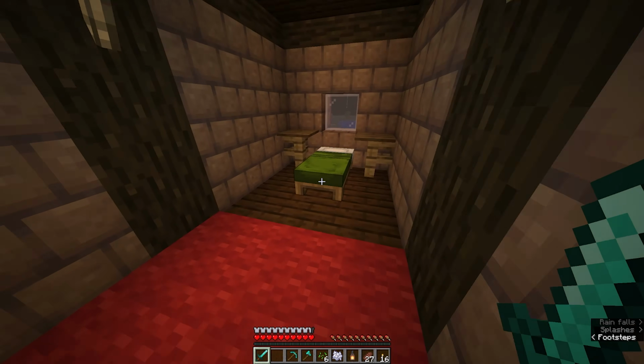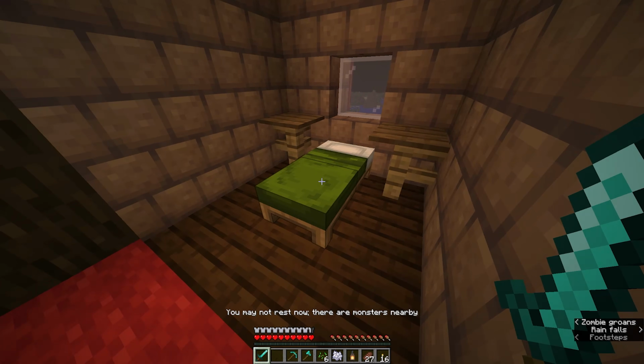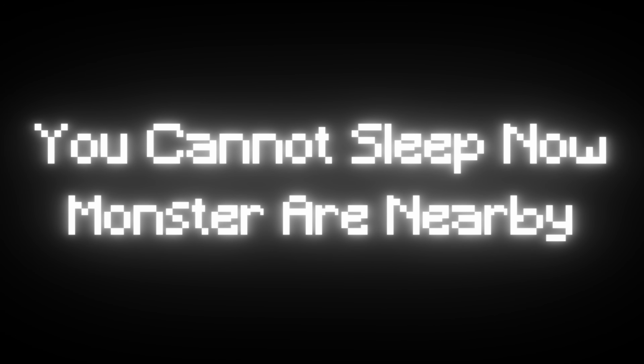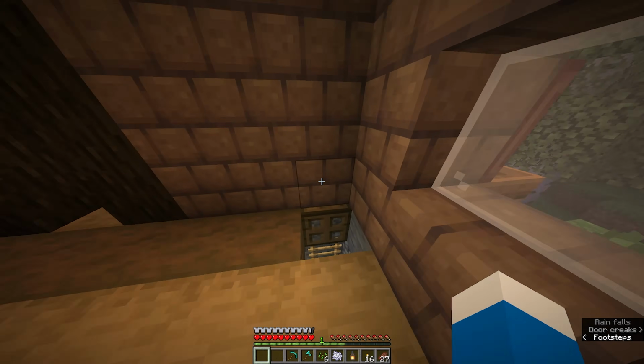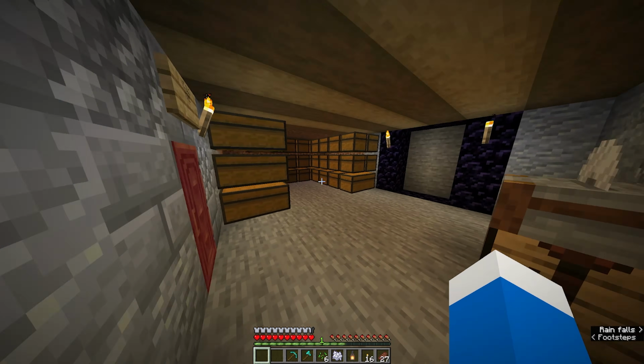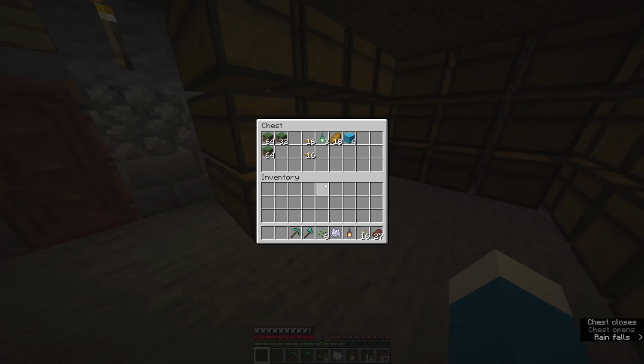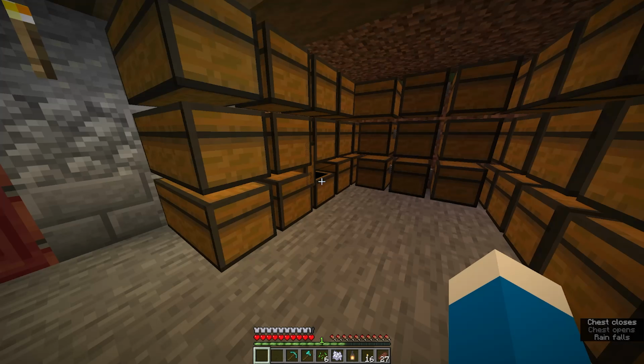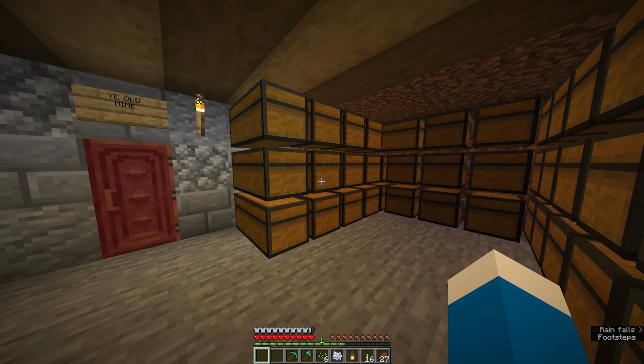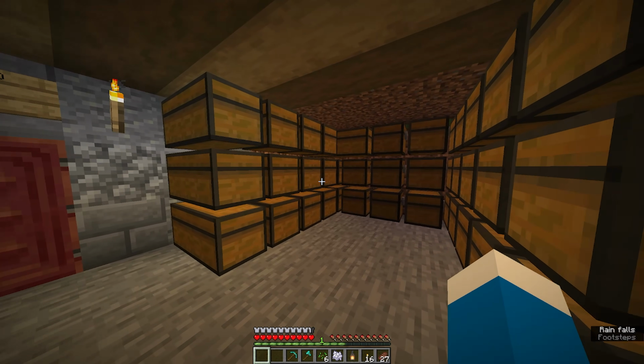It's late. You are trying to sleep, but you get the dreaded, "You cannot sleep now, monsters are nearby" message. Your sword just broke, and you need to craft a new one. You walk into your chest room. You're looking for where you put your diamonds after your most recent mining trip. You know you put them in one of your chests when you got back from mining. The problem is, you have hundreds, maybe even thousands of chests to look through.